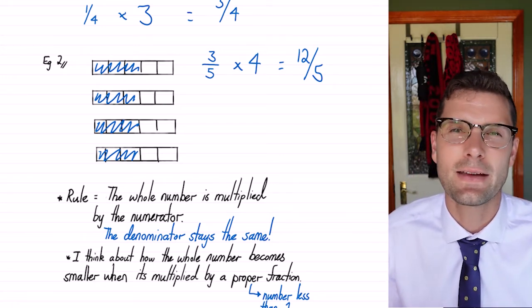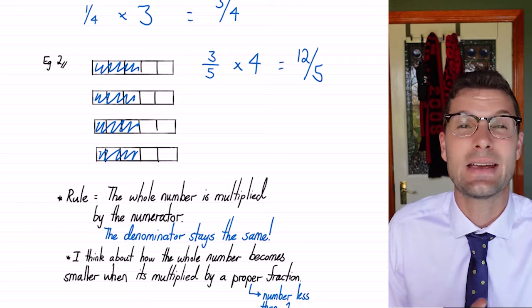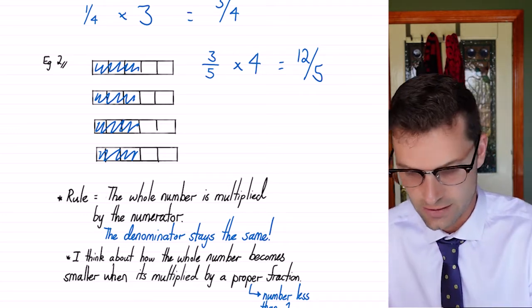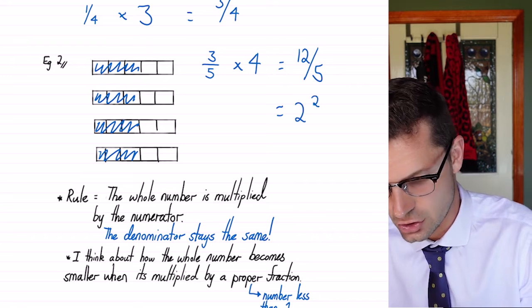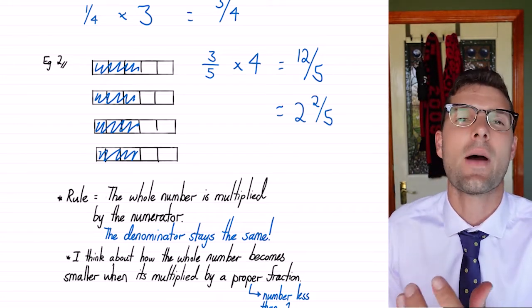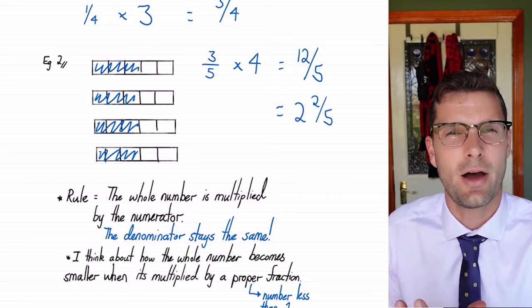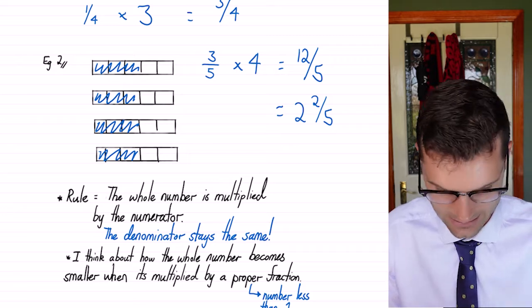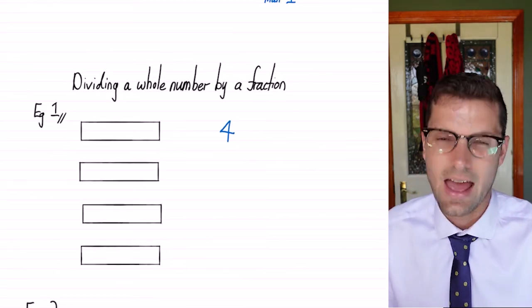The way that I like to think about it is that the whole number is becoming a smaller number. If I turn that 12 over 5 into a mixed numeral, that is 2 and 2 fifths. Obviously 2 is smaller than 4, so our whole number, when multiplied by a proper fraction, or a number less than 1, has become less, okay?